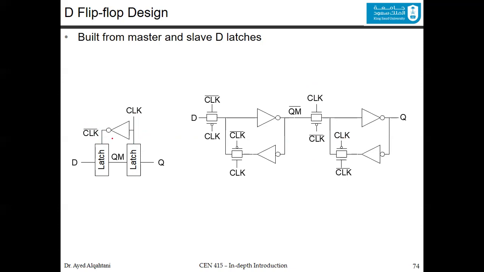Now, if you want a negative edge trigger, basically you take this inverter and you put it here. If you do that, you will have a negative edge flip-flop. Now, this behavior, you can see that there is an intermediate value, QM, and because the first latch, if it flips, the other one, it will flop. It's basically the same flip-flop behavior. If the first one goes tick, the other will go tock.